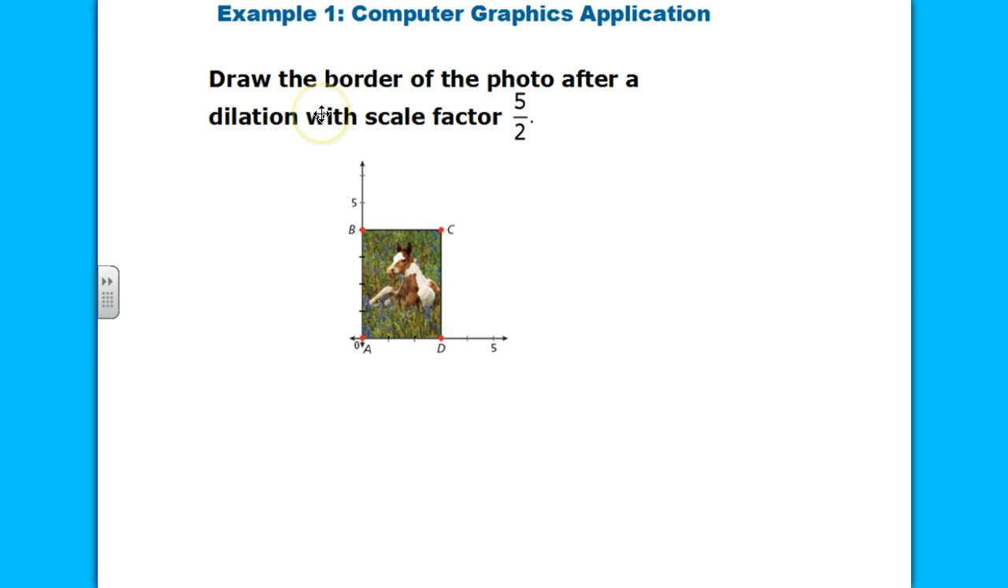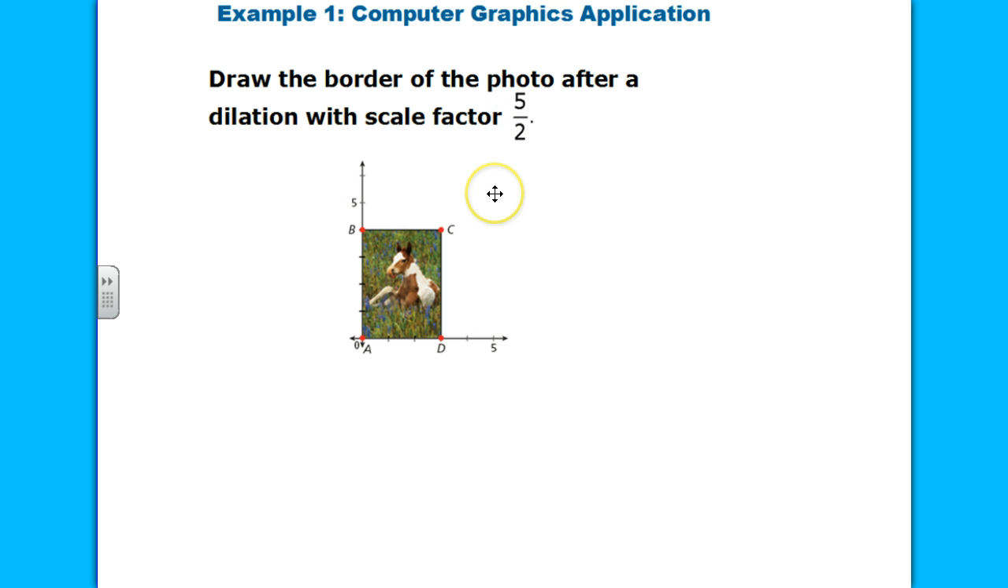So I think I left a lot of this open for you, but let's walk through it. If you're asked to draw the border of a photo with a dilation of scale factor of 5 halves, what will you do? How will you draw the border if we dilate this by 5 halves? By the way, is this factor greater than or less than 1? It's greater, it's really 2.5. So this figure is going to look enlarged, right? It's going to be an enlargement.